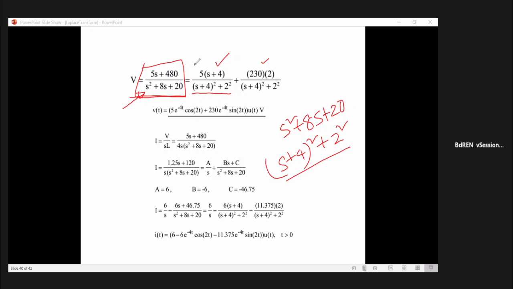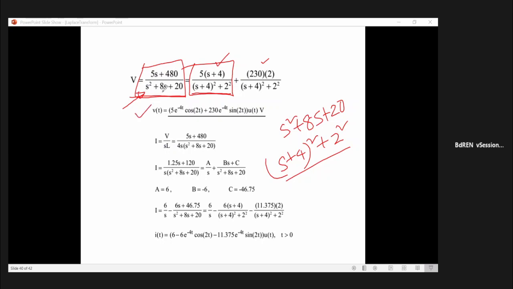Then by comparison with your standard function in the time domain, what is the Laplace inverse of this term? It is simply equal to 5 e to the power minus 4t cosine 2t, isn't it? Yes, sir. And for the second case, it will be sine. So this is what your output.